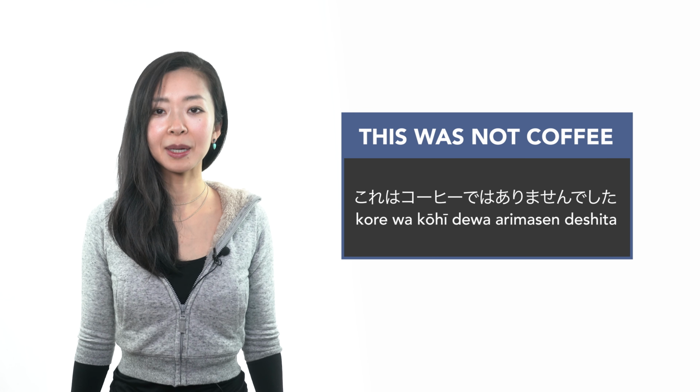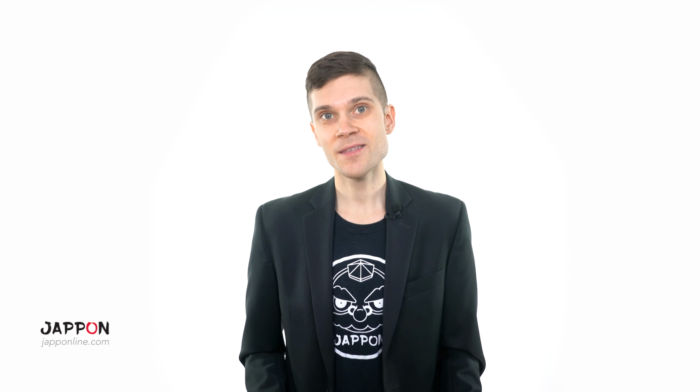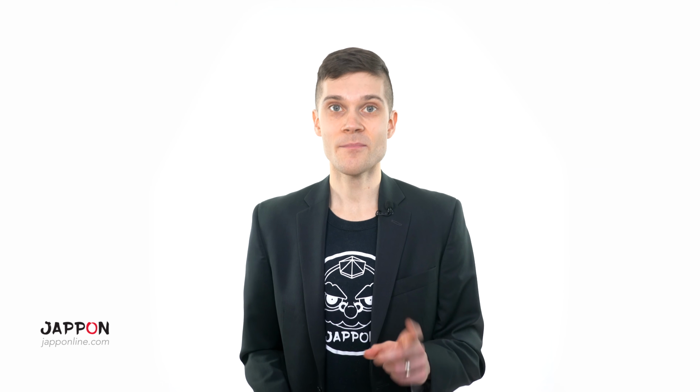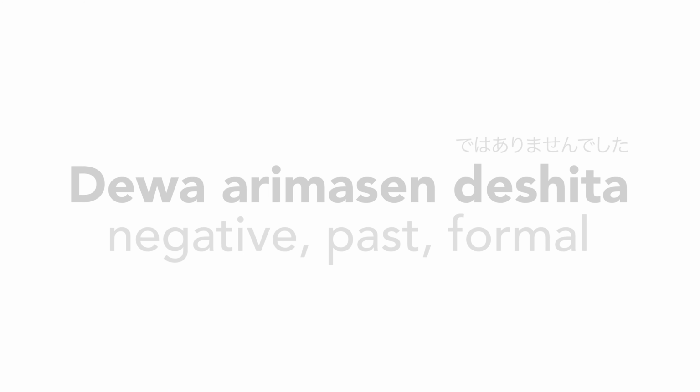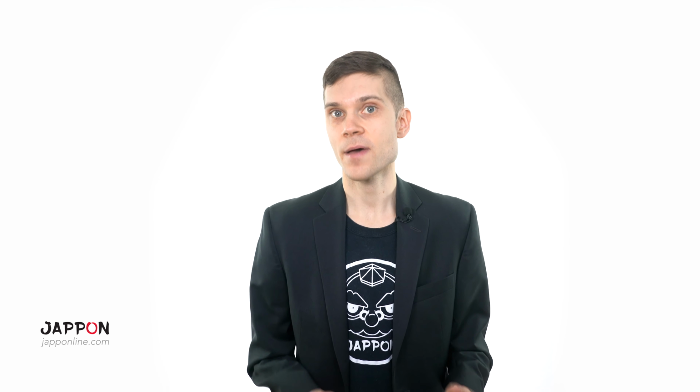Negative past tense. これはコーヒーではありませんでした。This was not coffee. Just like the present tense negative, when it comes to the past tense, there is also a more formal alternative. Looking at this example, notice anything familiar? Deshita. There it is again. Remember, when you see shita or katta, it is telling you that this is something that happened in the past.